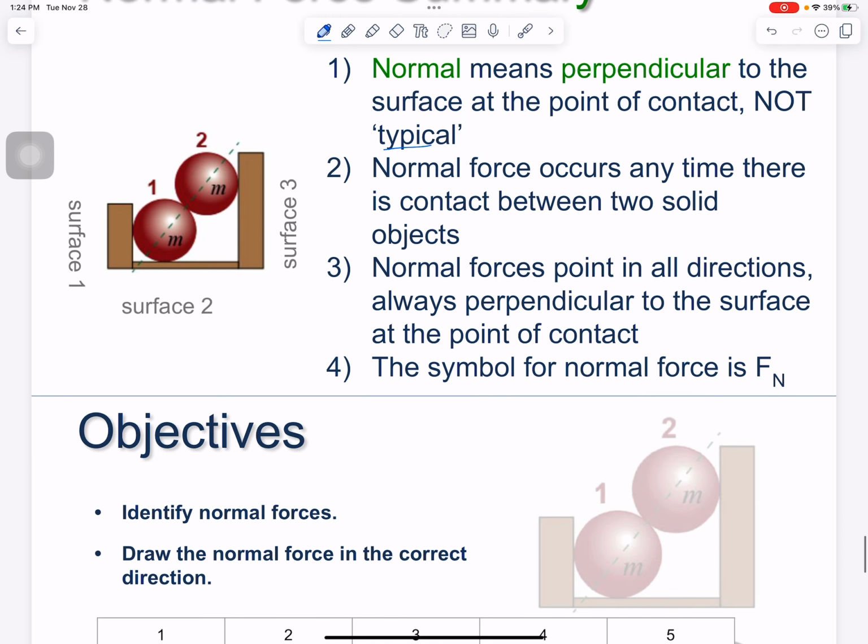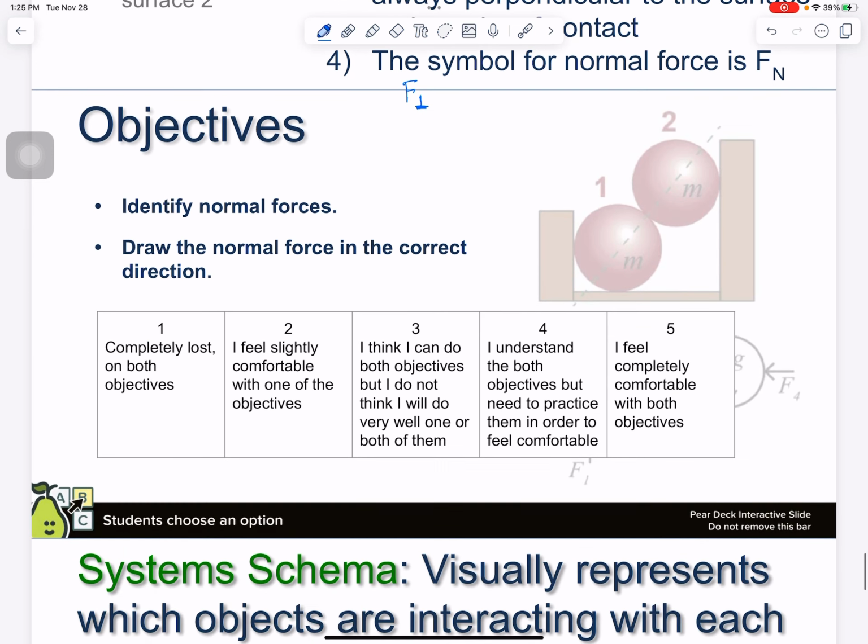The symbol for normal force is F with a subscript n. If you want to, you could also use F with the perpendicular mark, if that helps you remember that it's perpendicular. Okay, so our objectives: can you identify normal forces? When do they occur? And can you draw a normal force in the correct direction? Let's go ahead, put 1, 2, 3, 4, or 5.